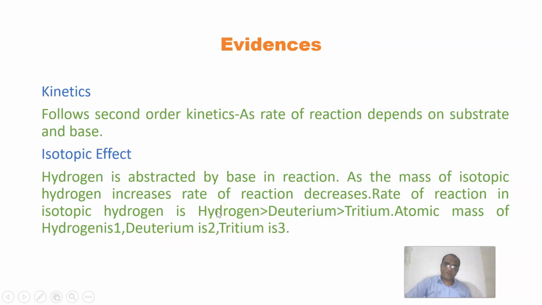So the rate of reaction decreases from hydrogen to deuterium to tritium, and all these are isotopes, right? All these are isotopes means what? They have atomic number 1, but their mass numbers are different. Hydrogen has mass number 1, deuterium 2, and tritium 3. Right? So these are the mass numbers of the different isotopic hydrogens.